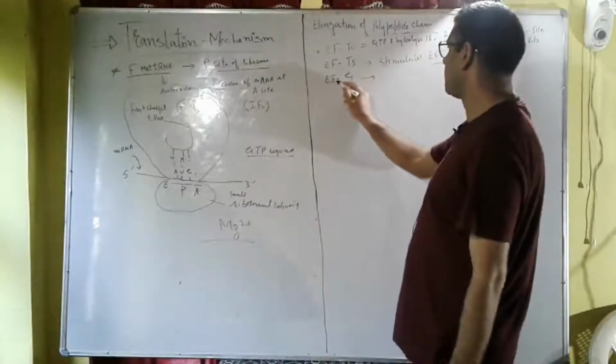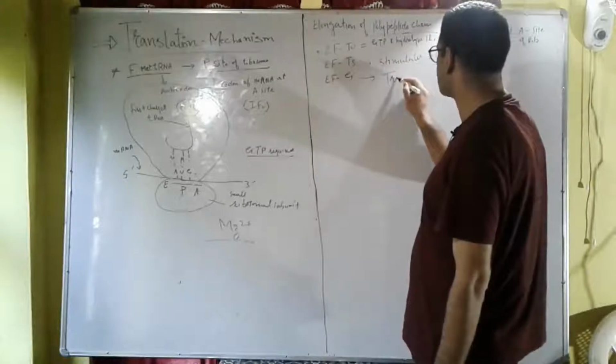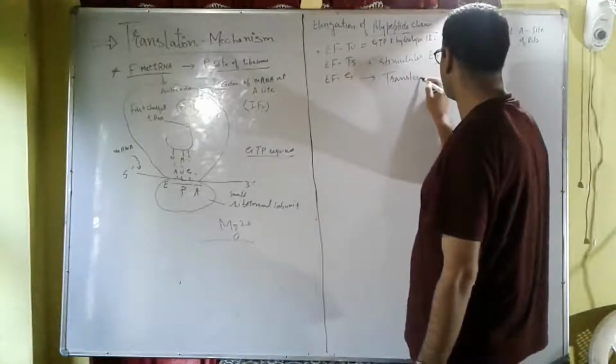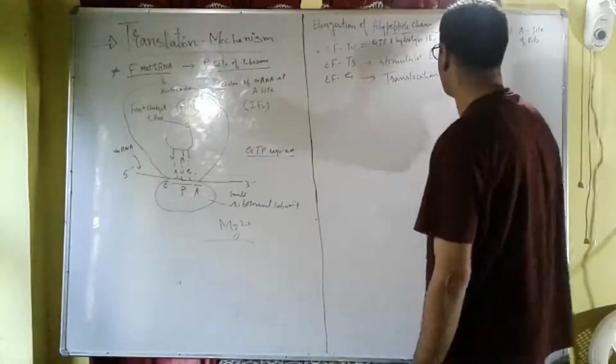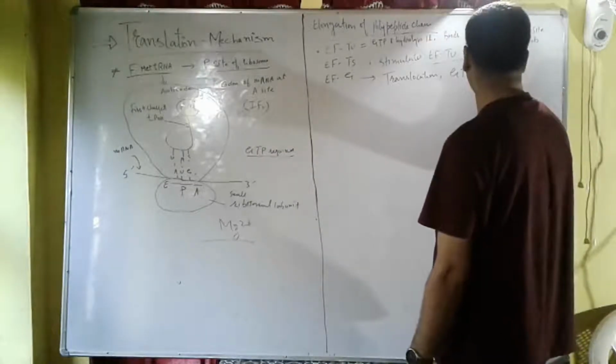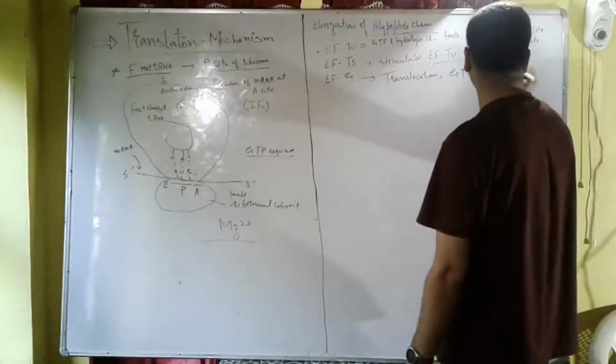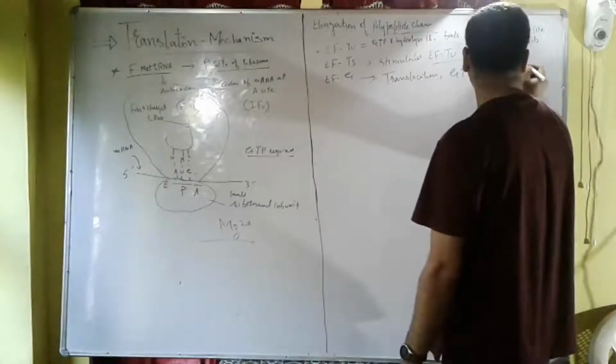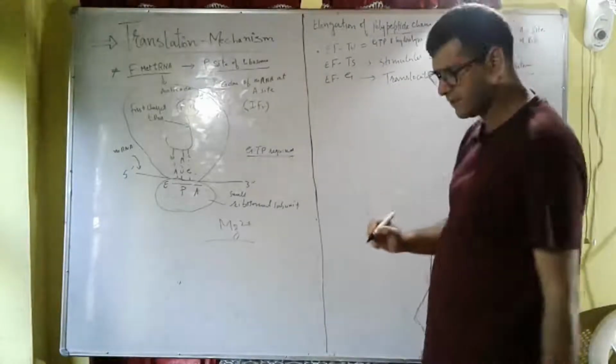Elongation factor G has a role in translocation. It is also a GTP dependent protein.